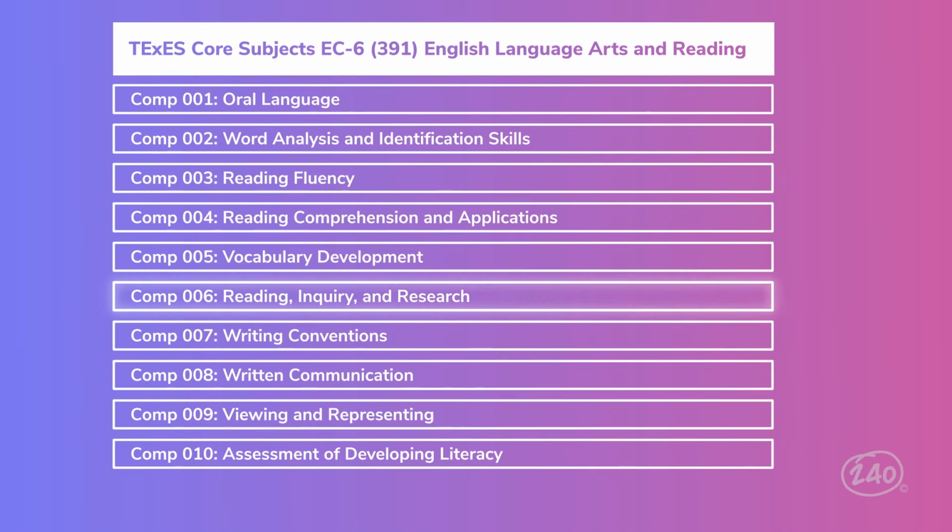Competency 6 is reading, inquiry, and research. I'm sure you're inquiring about what you'll need to research to pass this section. Well, sit back and relax because that's what I'm here for.